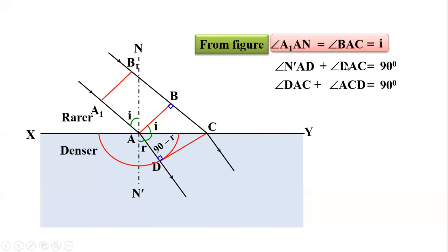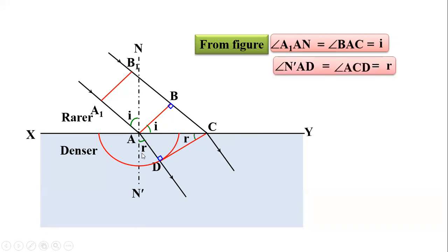Now here again what we found in these two equations, this is angle DAC, this is angle DAC. So angle N dash AD and angle ACD are both the same, equal. And how much will it be? It will be equal to this angle of refraction, that is small r. Understood?